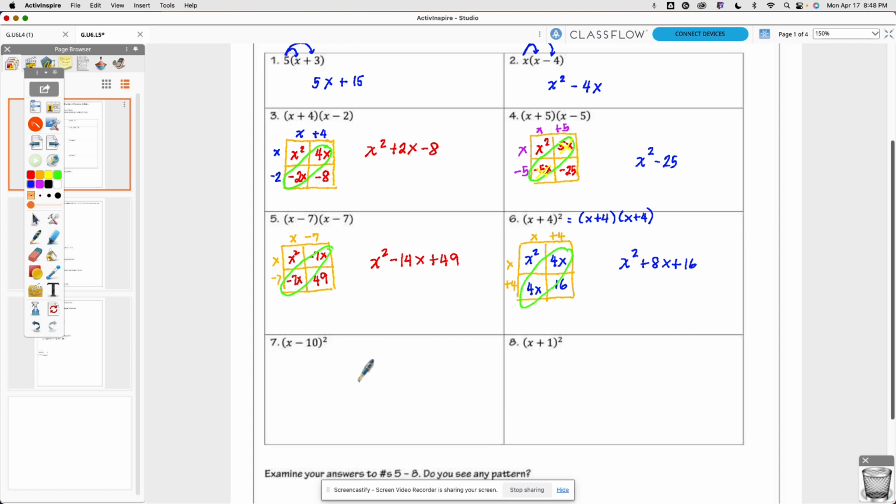Okay, go ahead and try 7 and 8. For 7 and 8, I will not do the box method anymore, but you will notice that you will get x squared minus 20x plus 100.